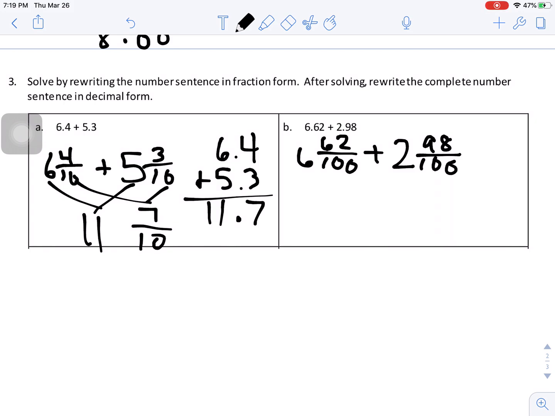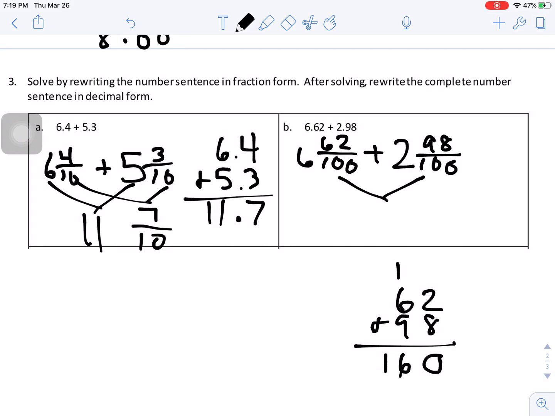I need to add my fractions first, so I'm going to go 62 hundredths plus 98 hundredths. I'm going to do my math down here. 62 plus 98, 8 plus 2 is 10. That means I need to put the 0 and regroup my 1. 9 plus 1 is 10, plus 6 is 16. That would be 160, and they are hundredths. Notice my top is too big. It's bigger than the bottom, so it is improper.